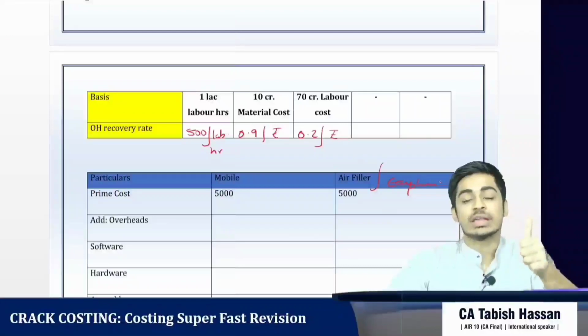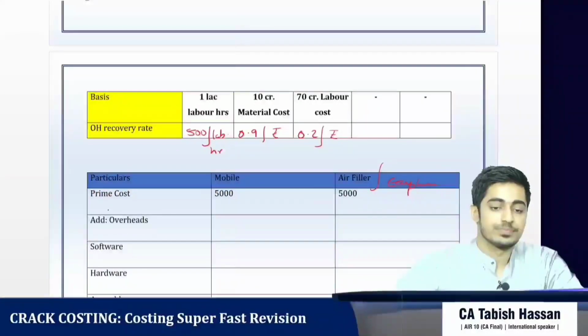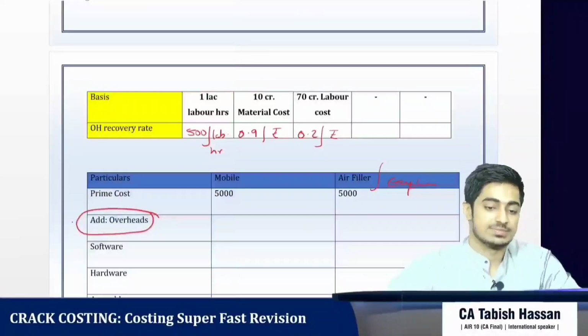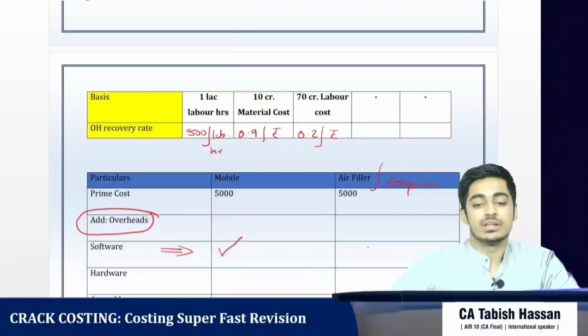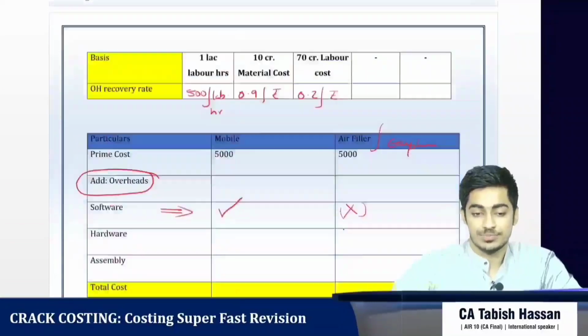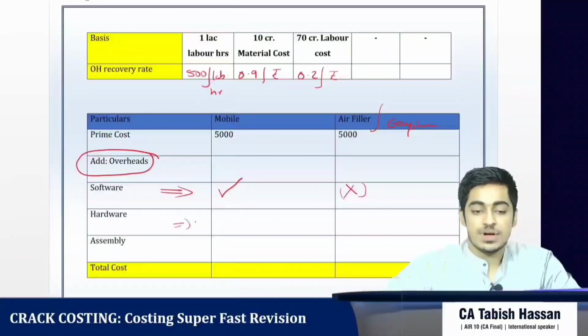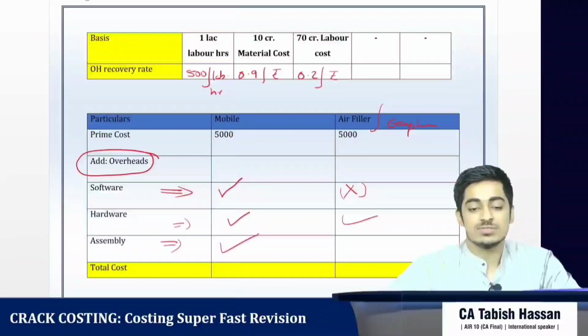Assume the amount of direct material, direct labor, direct expense is the same. So the prime cost is 5,000. Now we have to add overheads. Overheads in the software department. Mobile uses the service of software department, so we distribute it here. But air filler does not use the services, so we do not distribute. Again, the service of hardware department are used by both mobile and air filler, so we distribute it to both. Assembly, mobile uses the service of assembly department, but air filler does not.